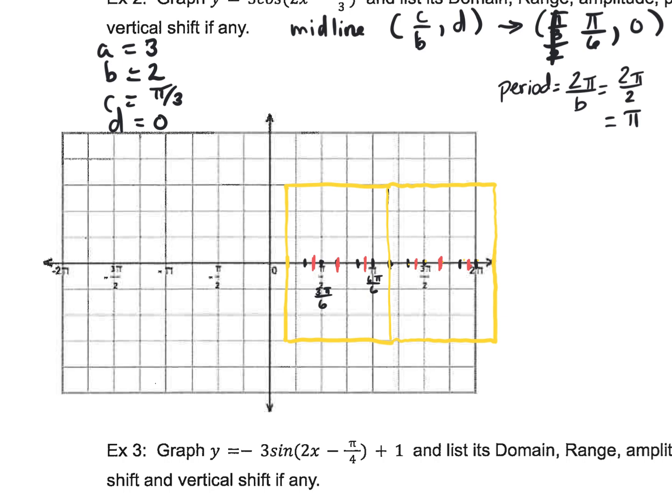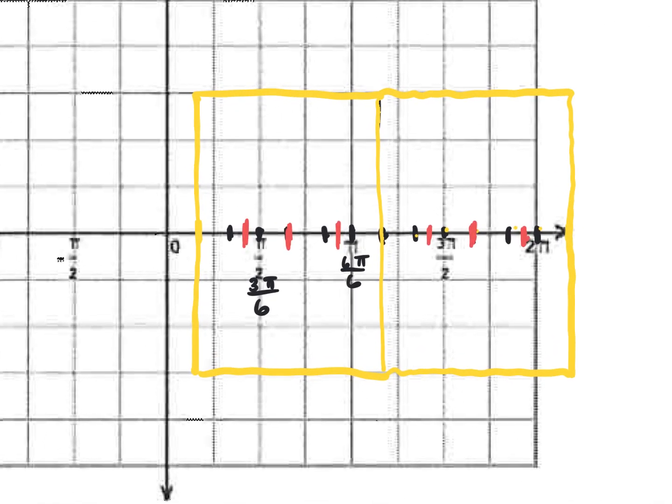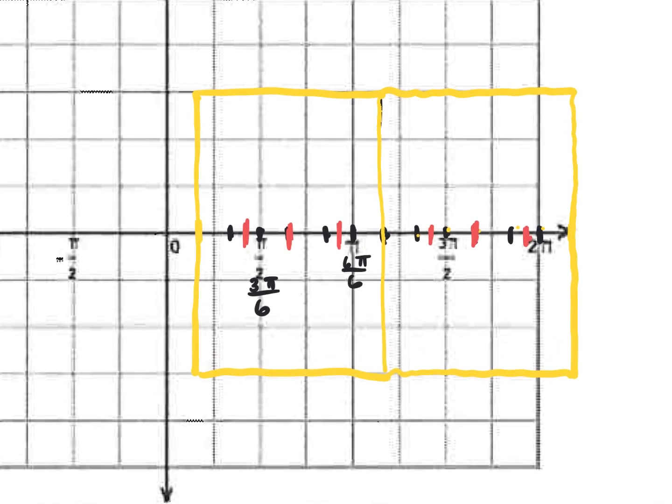I messed up my graph. Guys, the black tick marks were the pi over 6's, right? Yeah. So there are 6 tick marks going across there. 1, 2, 3, 4, 5, and then 6.